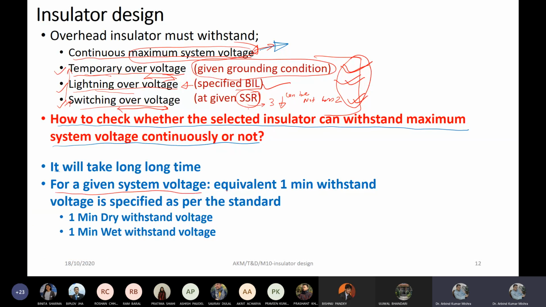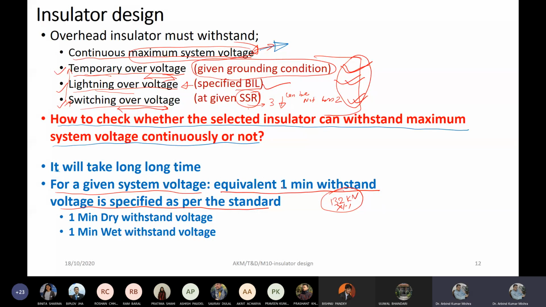So for a given system voltage, an equivalent 1 minute withstand voltage is specified. What does it mean? If you know the 132 kilovolt system, then an insulator should withstand this maximum value corresponding to its whole lifetime. But we cannot check whether it will do so or not, so the criterion is converted to 1 minute. That means the insulator must withstand more than this maximum system voltage for 1 minute.